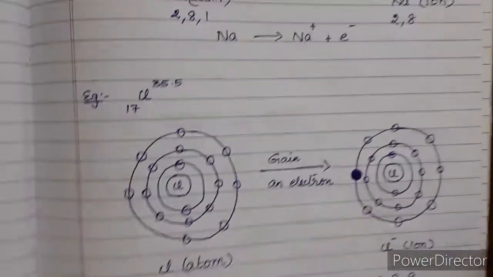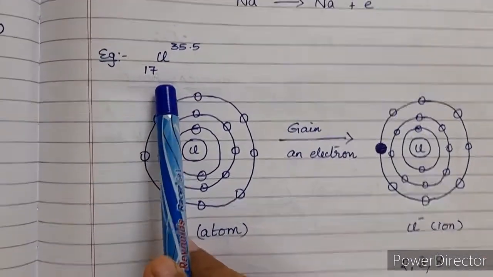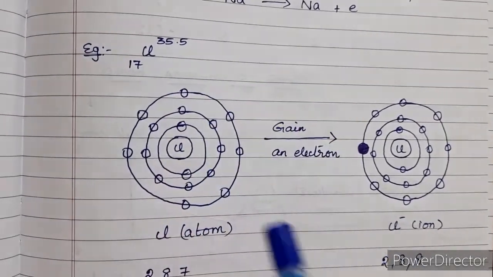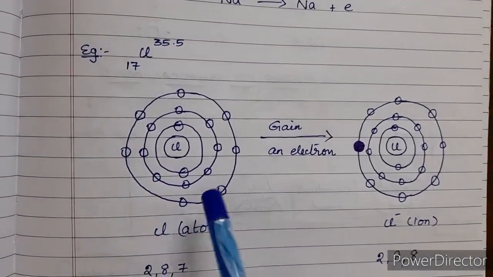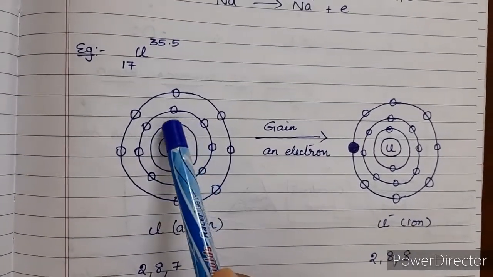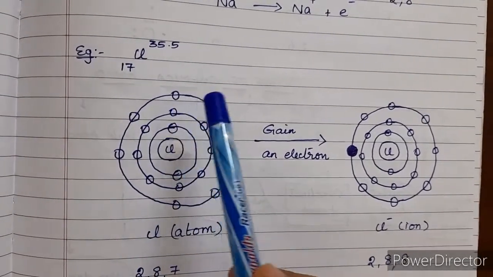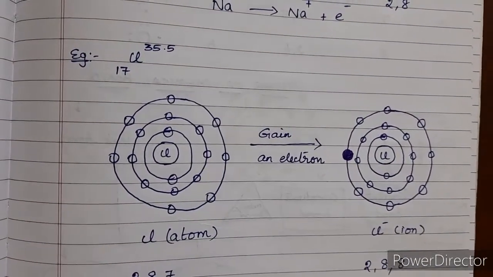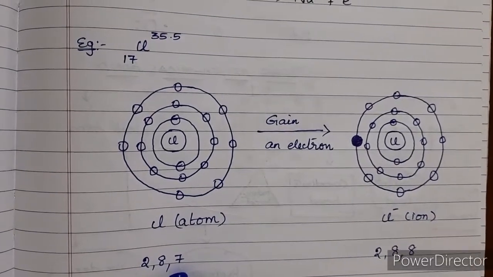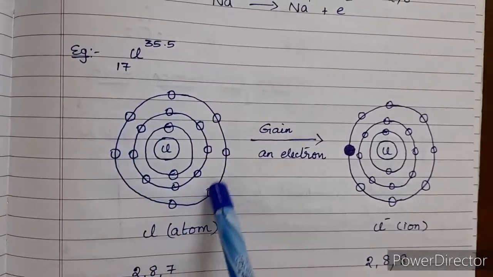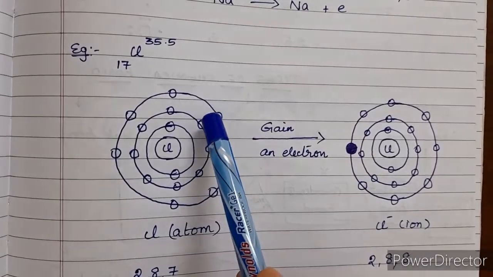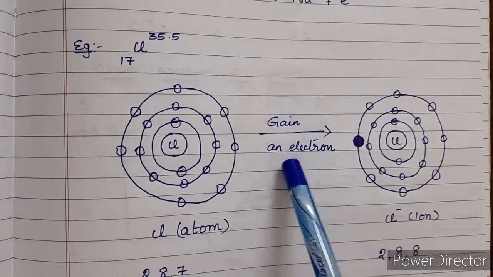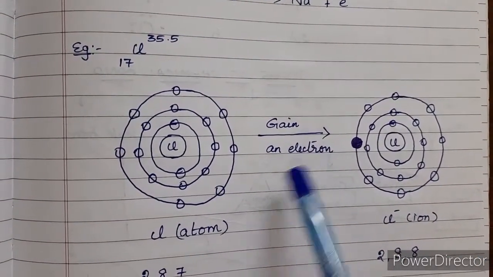Now let's see another example. Chlorine. Chlorine atomic number is 17 and the mass number is 35.5. Now let's see the electronic configuration of chlorine. Now it has 2 electrons in the K shell, 8 electrons in the L shell and 7 electrons in the M shell. Now what will be the electronic configuration? 2, 8, 7, right? Now since it has 7 electrons in the outermost shell, it can gain an electron so that it gets 8 electrons in the outermost shell. So gaining an electron takes place in the case of chlorine.